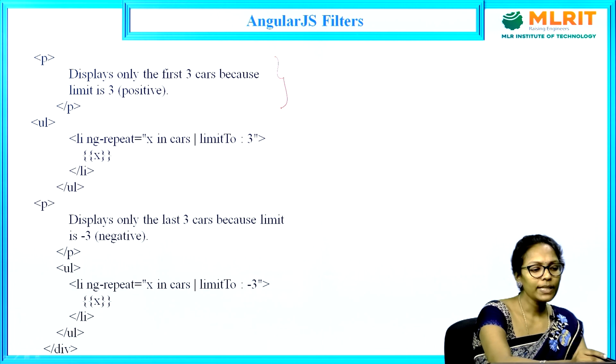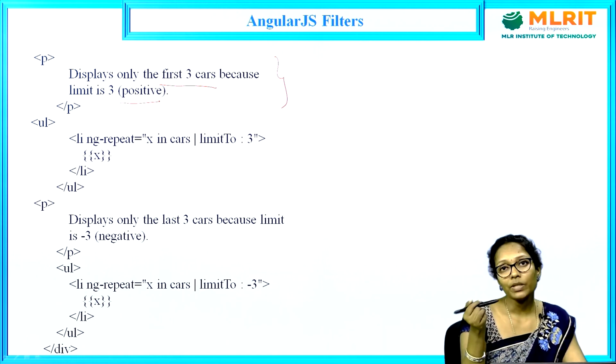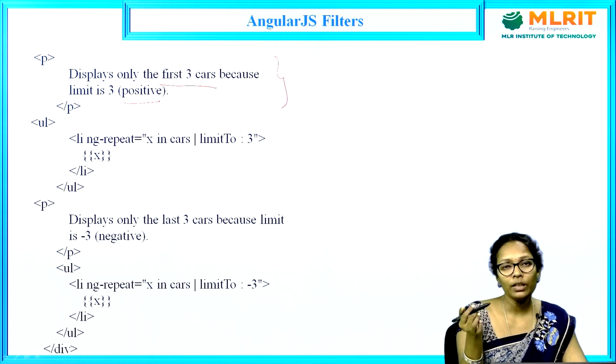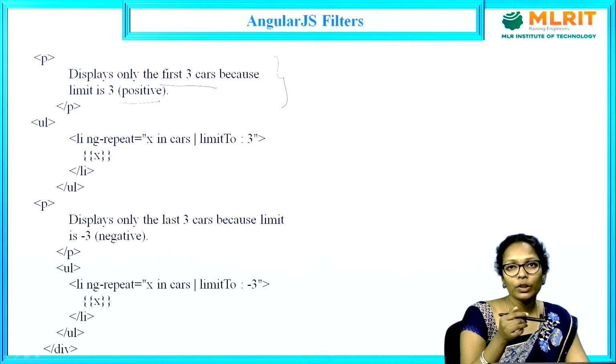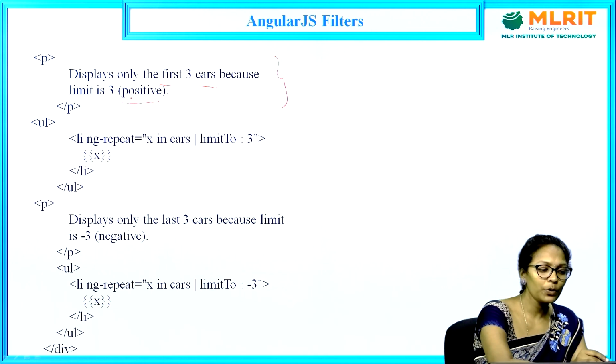So what it displays is only the first 3 cars because the limit is 3 and it is a positive limit. So we have some set of cars in the input variable, but what this filter will do is print only the top 3 cars, the first 3 cars. Why? Because you're giving the positive number 3.